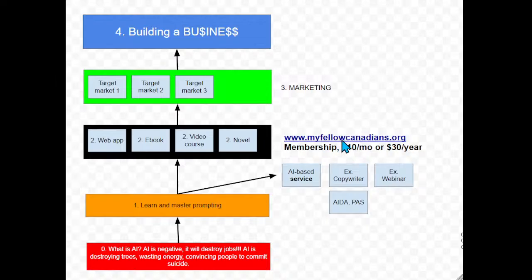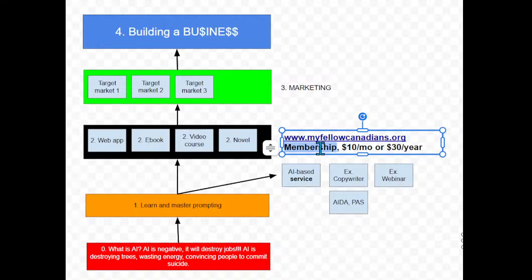And at this My Fellow Canadians membership site, we're going to have video courses, video tutorials, ebooks, business documents, PDFs, web applications, source code, and resellable goods, meaning that you buy the book or the video course and you can resell it to anyone, and you can pocket 100% of their profits. And we give all of this value for only $30 for the whole year. So this is the membership model.